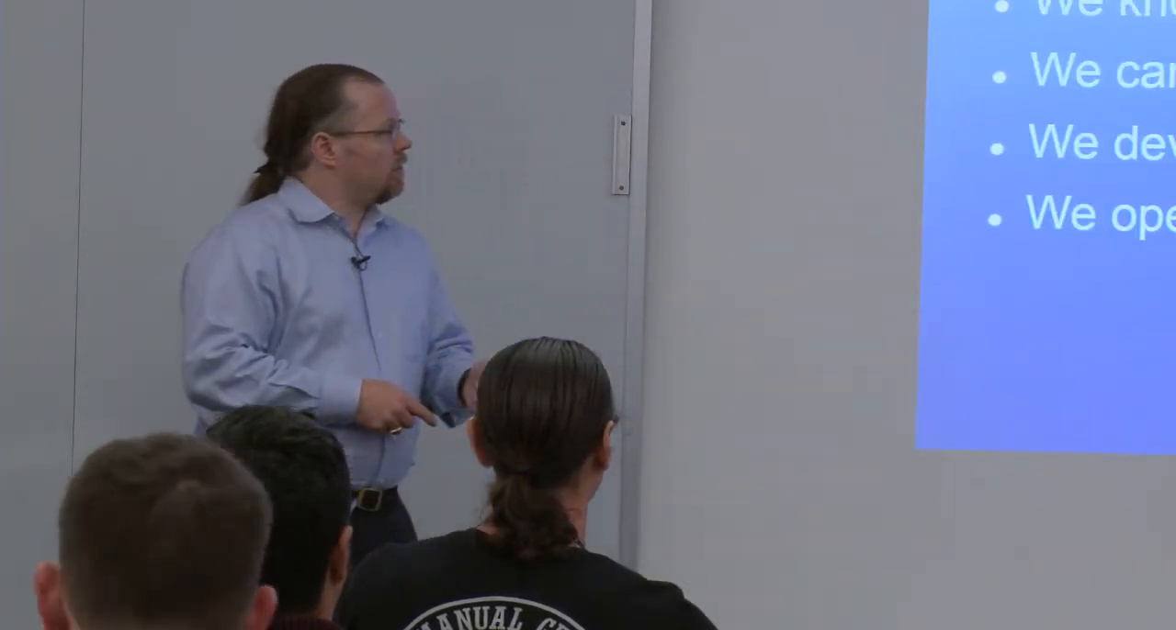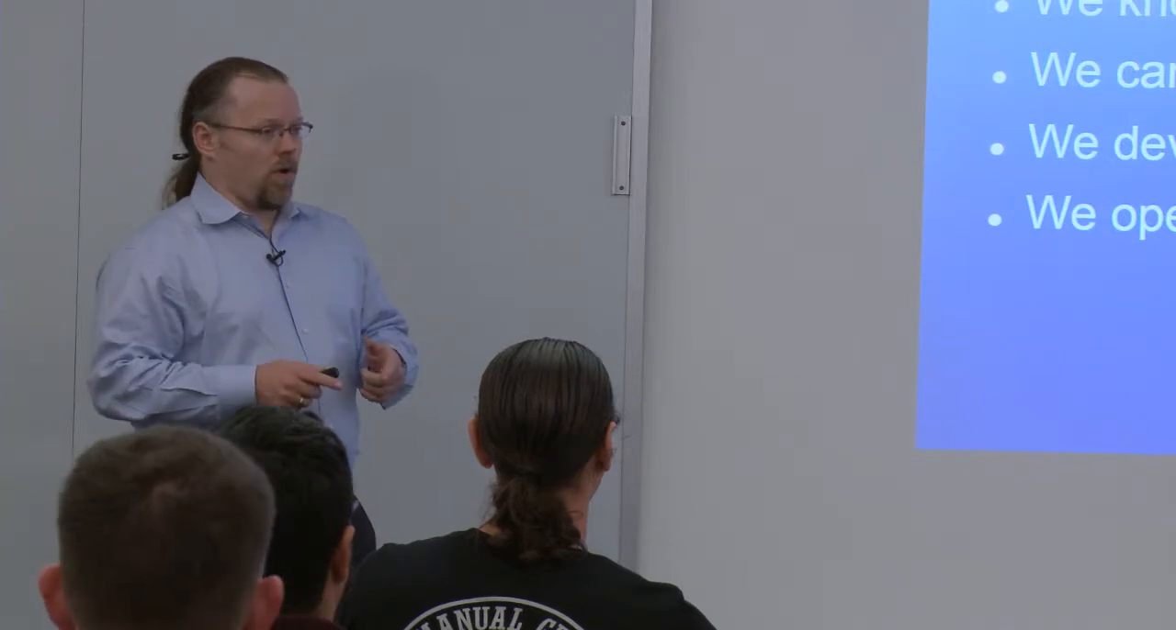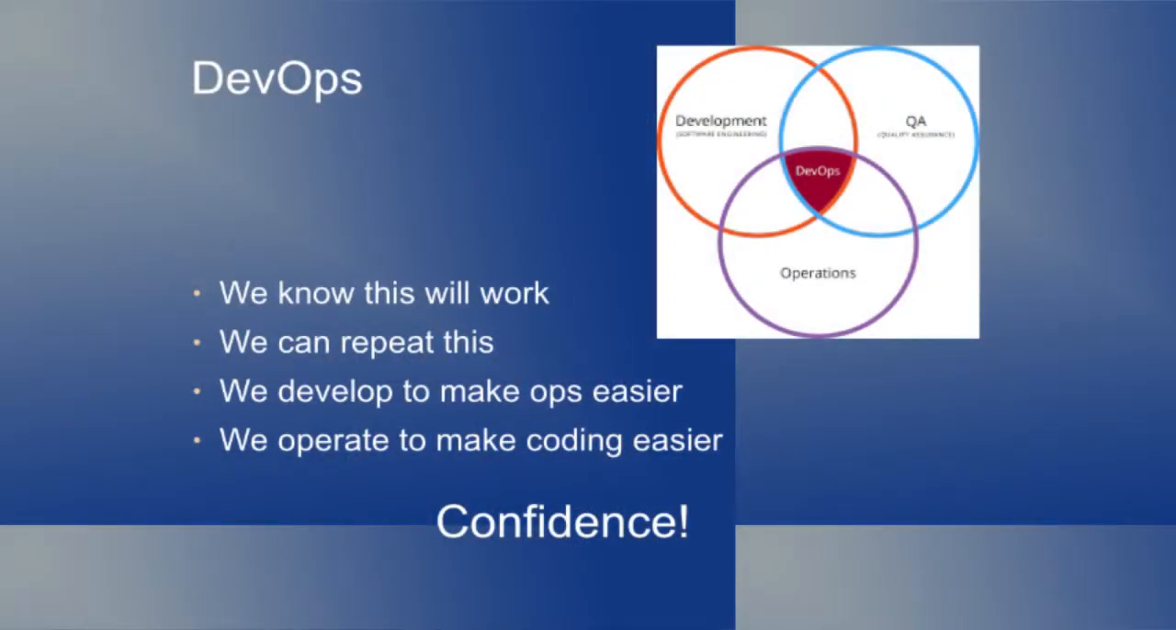DevOps blends this. The idea is we know this is going to work because we've done it 50 times already. We can repeat this. We've done it 50 times, and that was just in the last week. And we develop things to make operations easier, and then we operate things to make development easier.